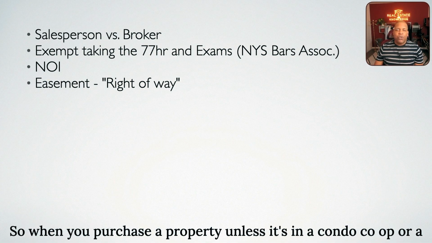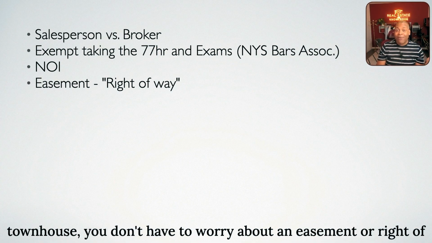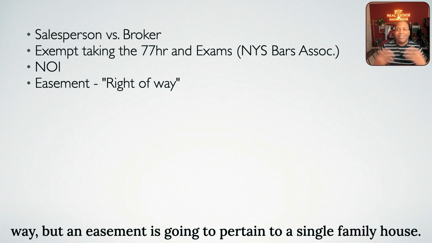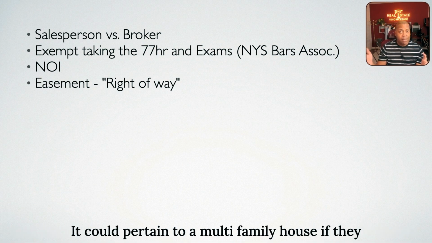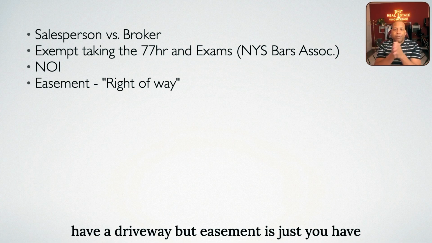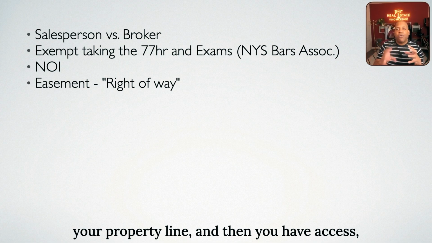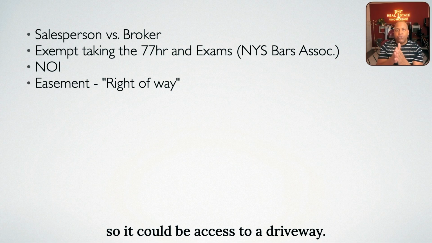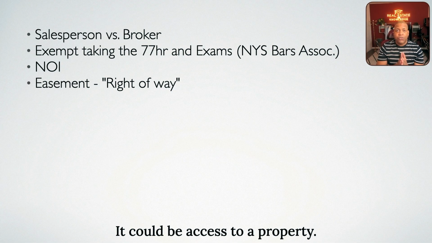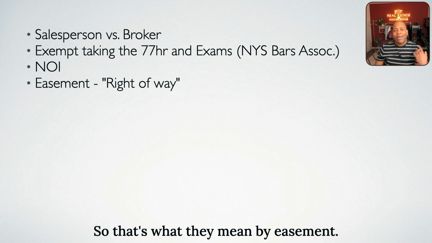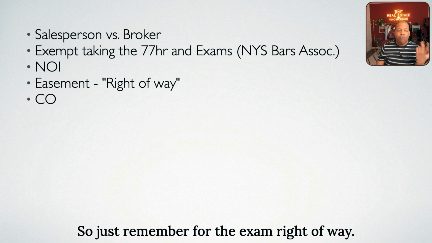Easement, right of way. So when you purchase a property, unless it's a condo, co-op, or a townhouse, you don't have to worry about an easement or right of way, but an easement is going to pertain to a single family house. It could pertain to a multi-family house if they have a driveway, but an easement is just, you have your property line and then you have access. So it could be access to a driveway, it could be access to a property. That's what they mean by easement. So just remember for the exam, right of way.